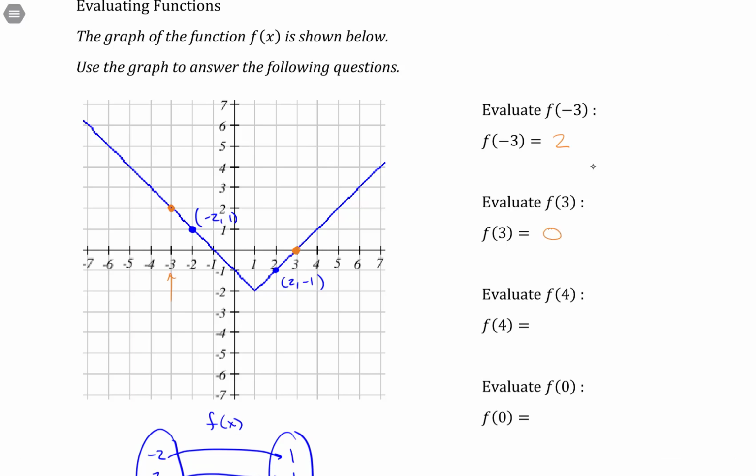F of 4, I find 4 on the x and look at what it corresponds to on the y, which is 1. F of 0, 0 on the x, negative 1 on the y. So negative 1 is the result.